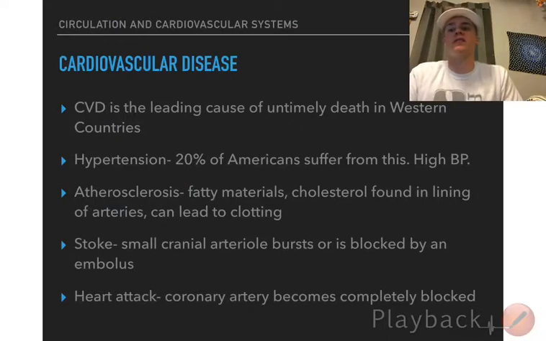And then there are cardiovascular diseases that come with this. CVD is the leading cause of untimely death in Western countries. Hypertension, aka high blood pressure, affects 20% of Americans.